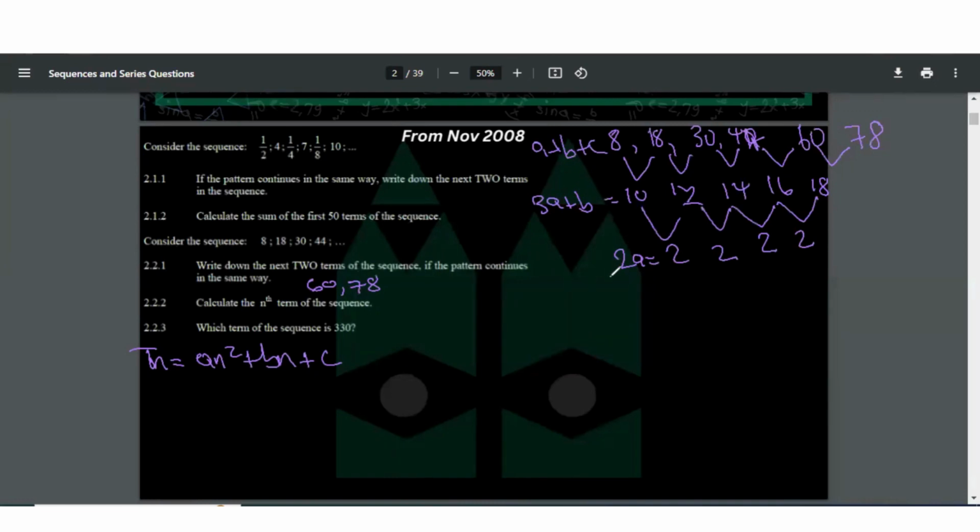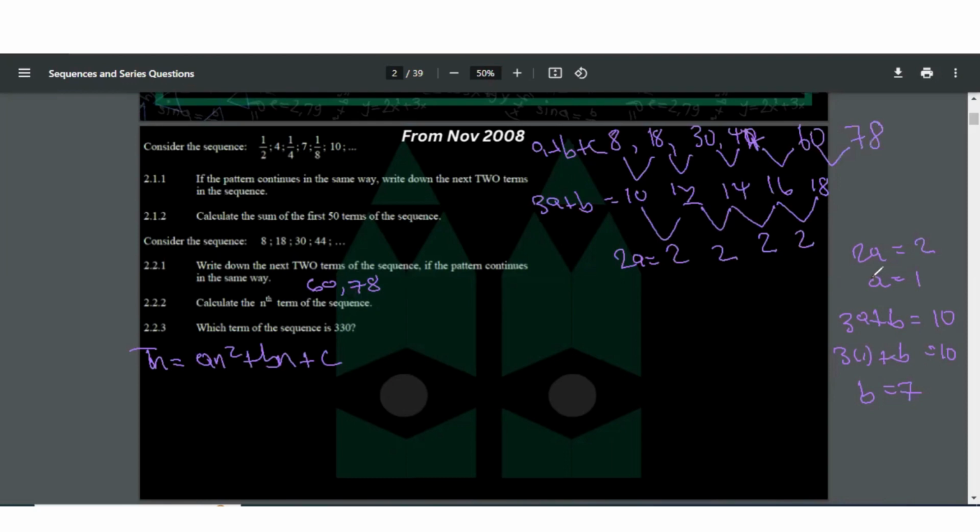And then we're going to use these equations to solve for a, b, and c. So to solve for a, we're going to have 2a is equal to 2. 2a is equal to 2 means that a would be equal to 1 because you divide by 2 on both sides. Then we use that information to solve for 3a plus b, because 3a plus b is equal to 10. Now, if we know that a is equal to 1, that means it's 3 times 1 plus b is equal to 10. That is going to be b is equal to 10 minus 3, which is equal to 7.